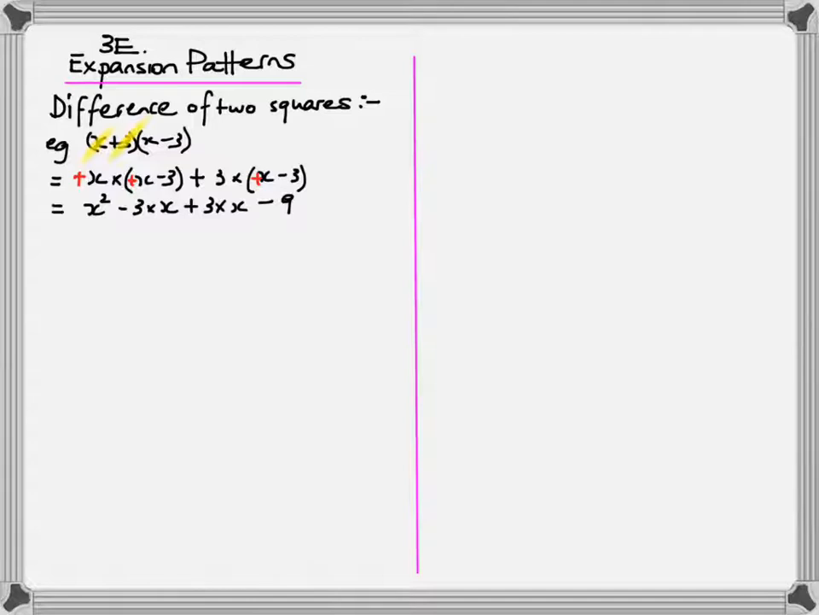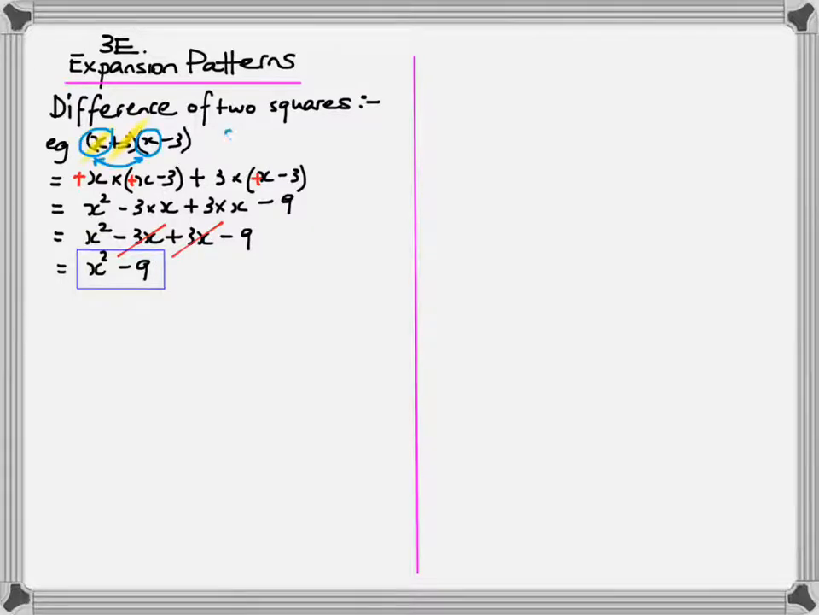I've got x squared minus 3x, that's a minus because the signs were different, then plus 3x, and then minus 9. Now when you clean that up a little bit and get rid of those times signs, the like terms cancel out. And we are left with this arrangement here, which is called a difference of two squares, because x is squared and the 9 is actually 3 squared.